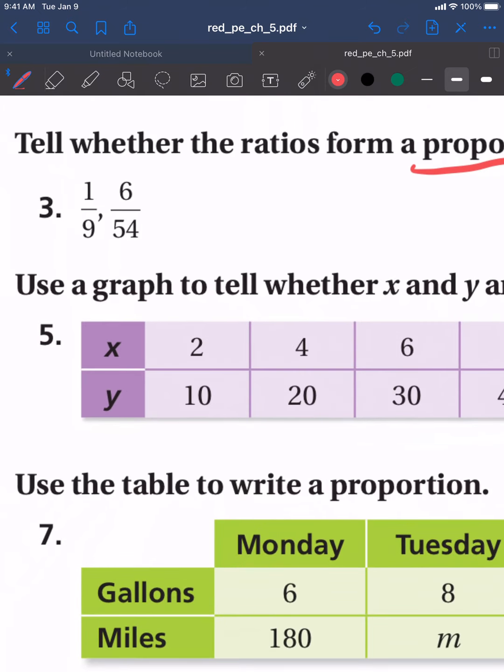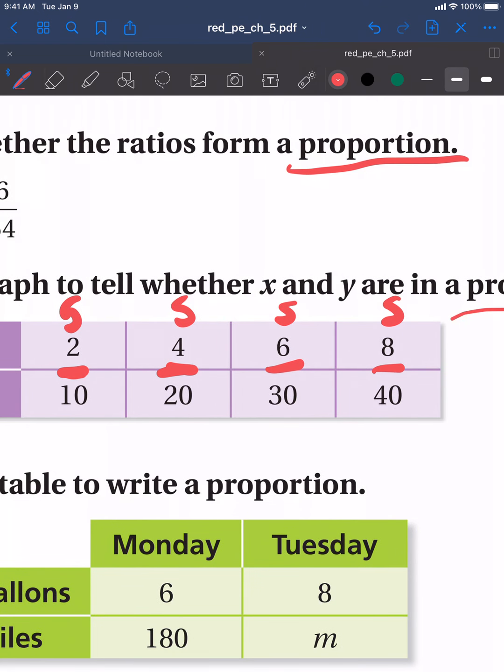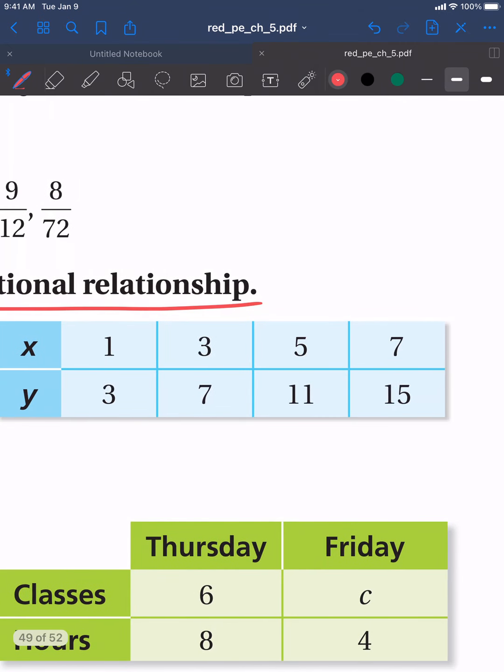So I'm looking at 5. I can tell 10 divided by 2 is 5. 20 divided by 4 is 5. 30 divided by 6 is 5. And 40 divided by 8 is 5. Those are all proportional. About this one: 3 divided by 1 is 3. 7 divided by 3 is not 3.